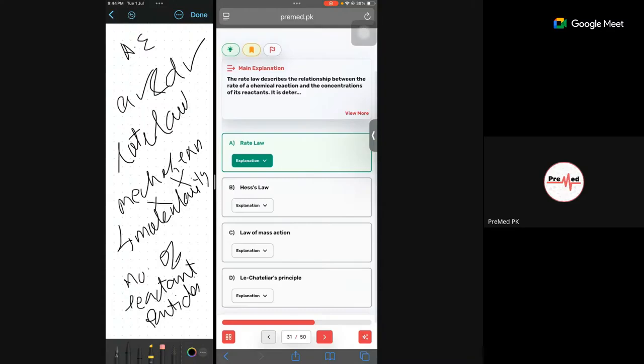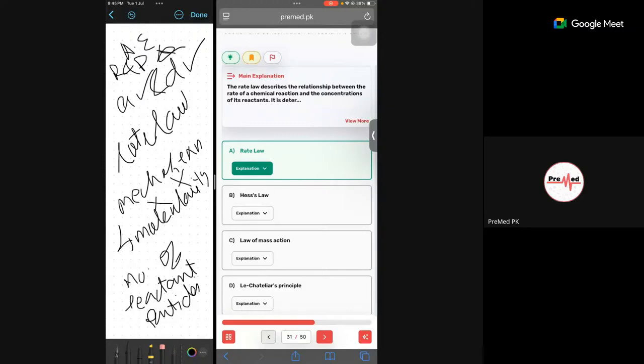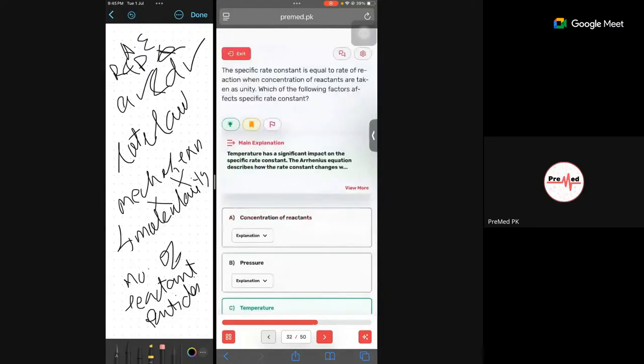Option B is Hess's law. Hess's law is actually the Born-Haber cycle application stuff. It is in thermodynamics, nothing to do with it. The law of mass action deals with reactants and products and nothing more, so we cannot discuss it over here in terms of chemical reaction rates. Next is Le Chatelier's principle, which is discussing the equilibrium mixture, so it is also not correct. So we have the correct option, which is rate law.